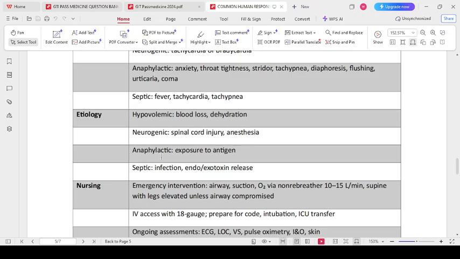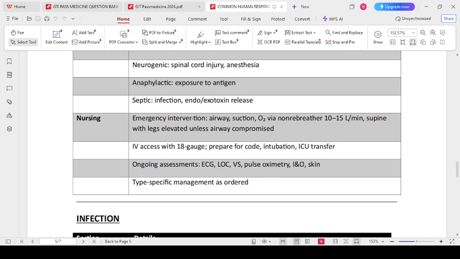Anaphylactic, it can be due to exposure to the different type of antigens. Septic, it results from infection or endotoxin or exotoxin release. A nurse can do emergency intervention like ABC, airway suction, and or oxygen via non-rebreather at 10 to 15 liters per minute.